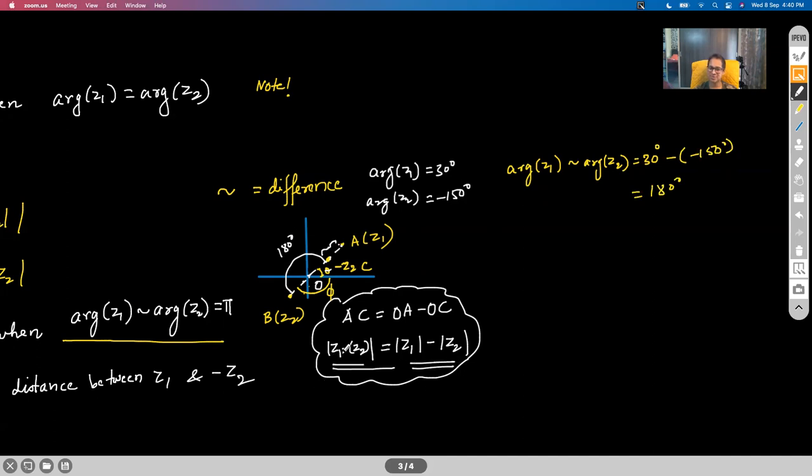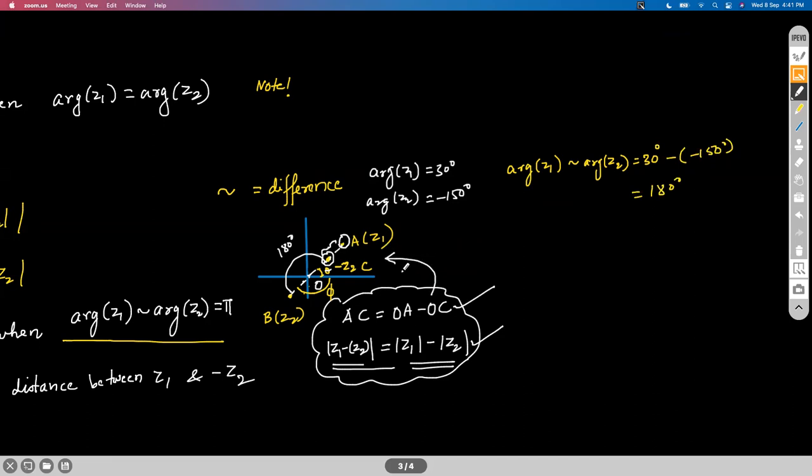What does this represent? Distance between Z1 and negative Z2, right? So this is your negative Z2, this is your Z1. So the difference between Z1 and negative Z2, that is your AC distance, is equal to OA, that is modulus Z1, minus modulus of Z2, correct? If this condition is to be met, the scenario here must be applied. Then only this condition will be met. So your Z1, origin and Z2 must be collinear, and Z2 and Z1 must be on the opposite sides of the origin.